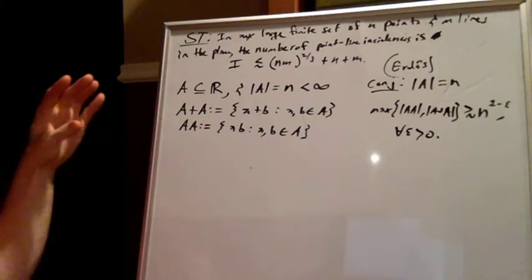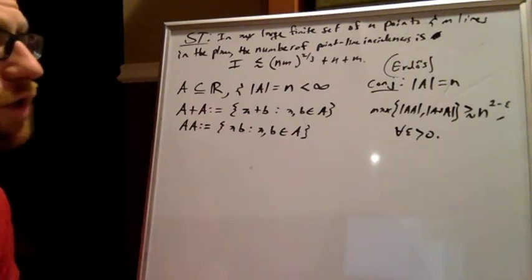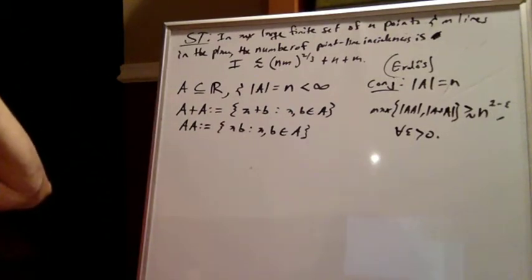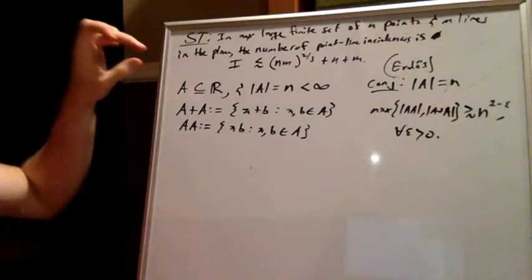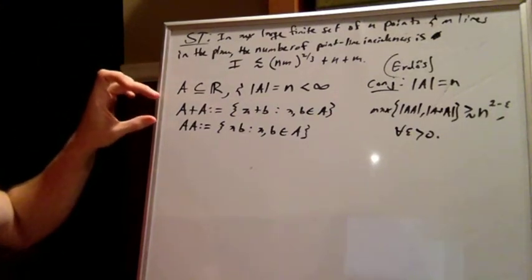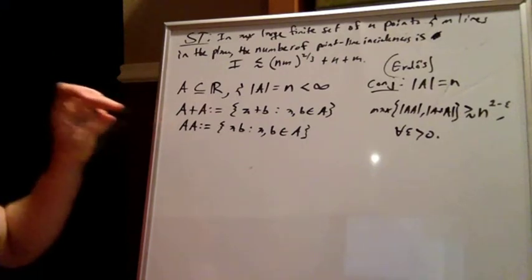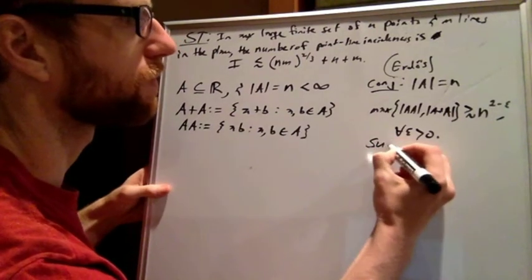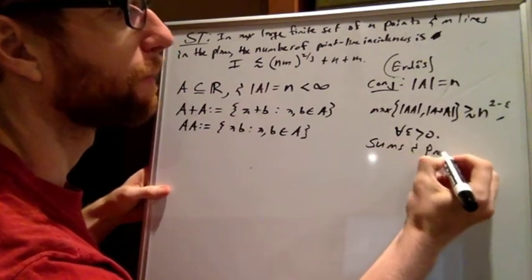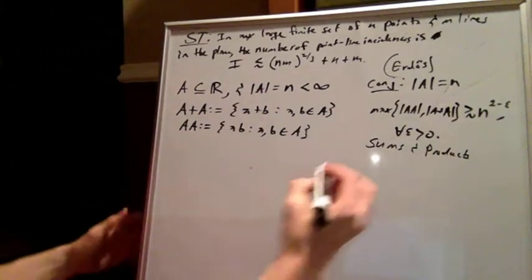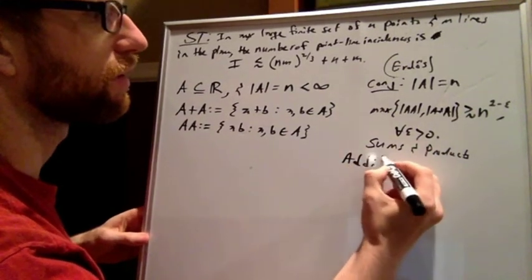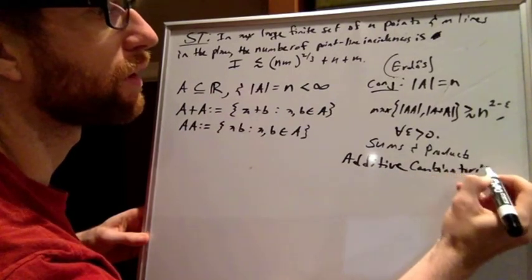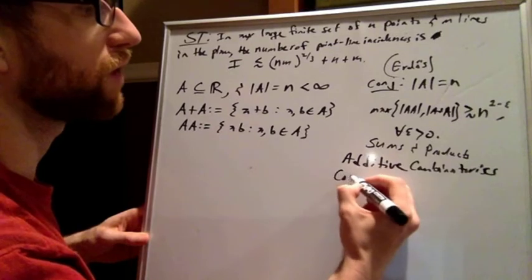So while we don't yet have this conjecture satisfied, I want to show you one of the early results due to Elekes. Again, given a set of real numbers, we want to show that either the sum set is big or the product set is big. And this is called the sums and products problem. And again, this general area is called additive combinatorics, or combinatorial number theory.